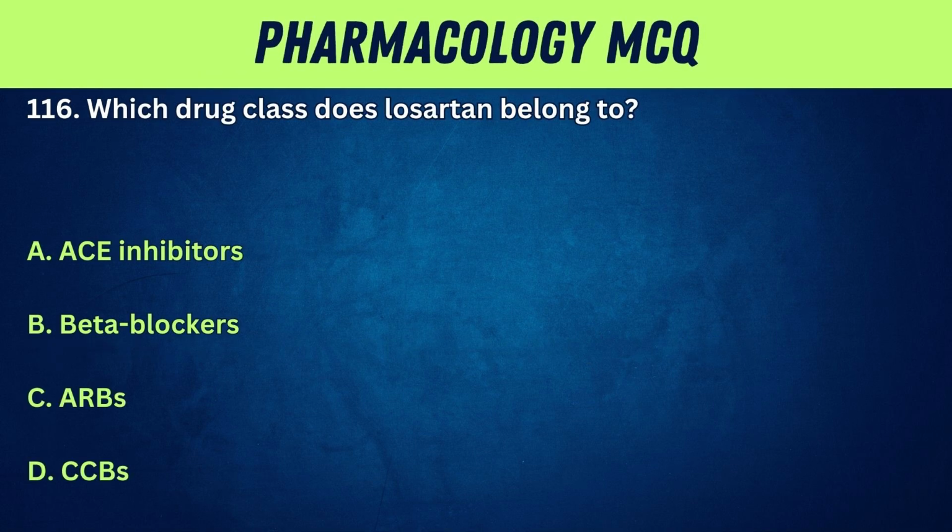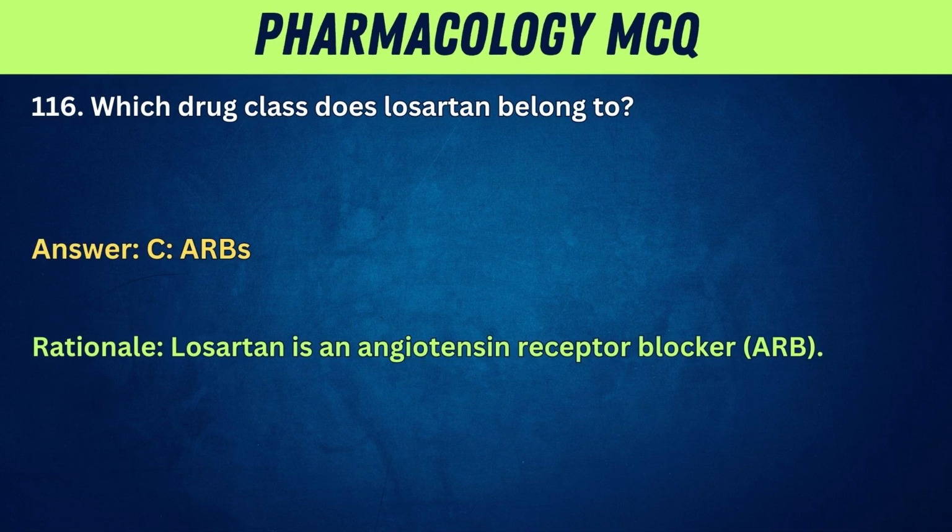116. Which drug class does losartan belong to? A. Naloxone. B. Beta blockers. C. ARBs. D. CCBs. Answer: C. ARBs. Rationale: Losartan is an angiotensin receptor blocker, ARB.